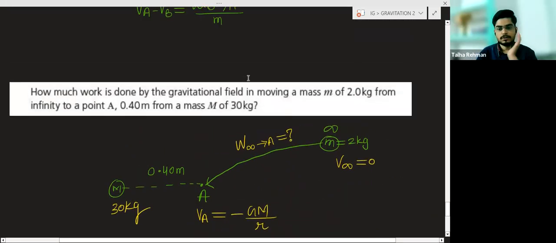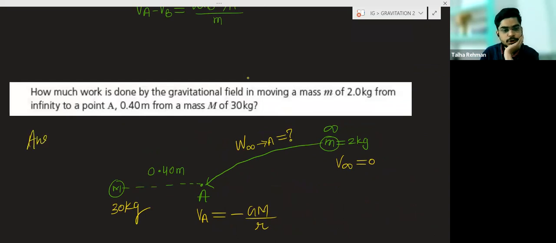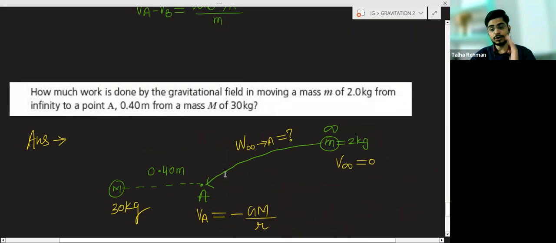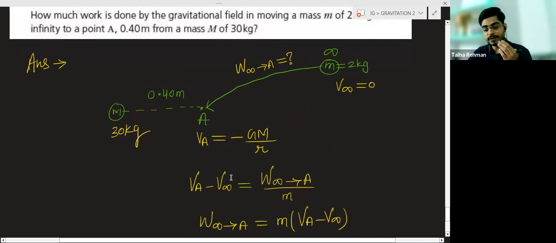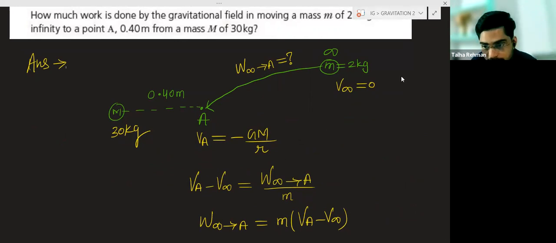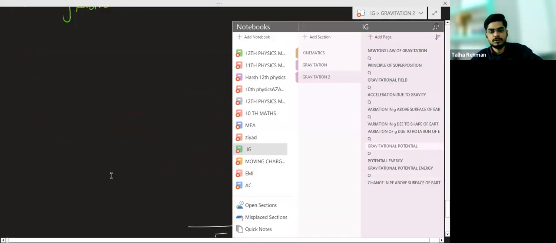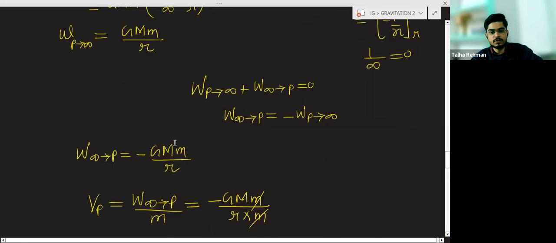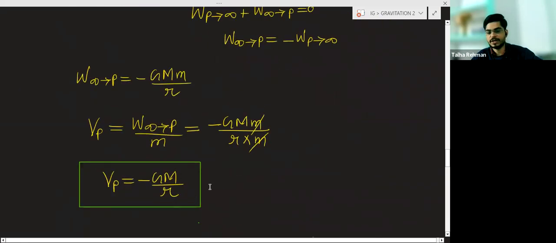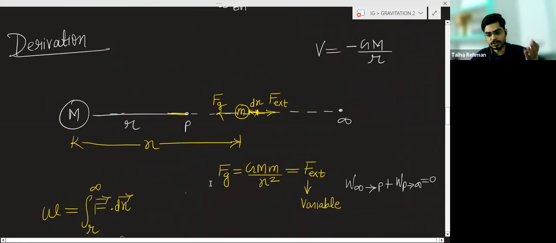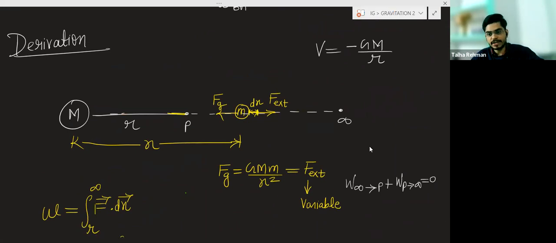So now you should have an idea how to solve the question. That is why I told you the topic, the potential, because with the help of the potential we can find out the work done. So that is why I told you that topic, the gravitational potential, and we have done the derivation also. So now we have used this formula only, minus GM by R, and I have told you the story behind it.